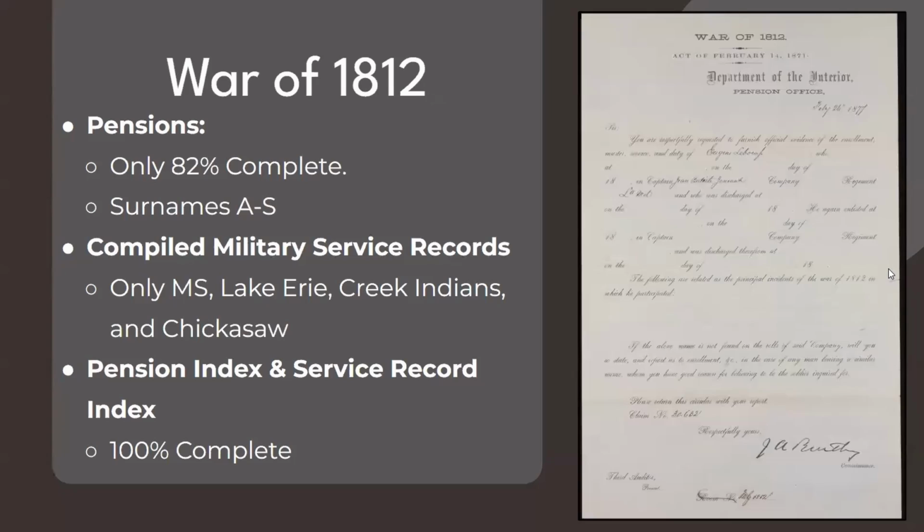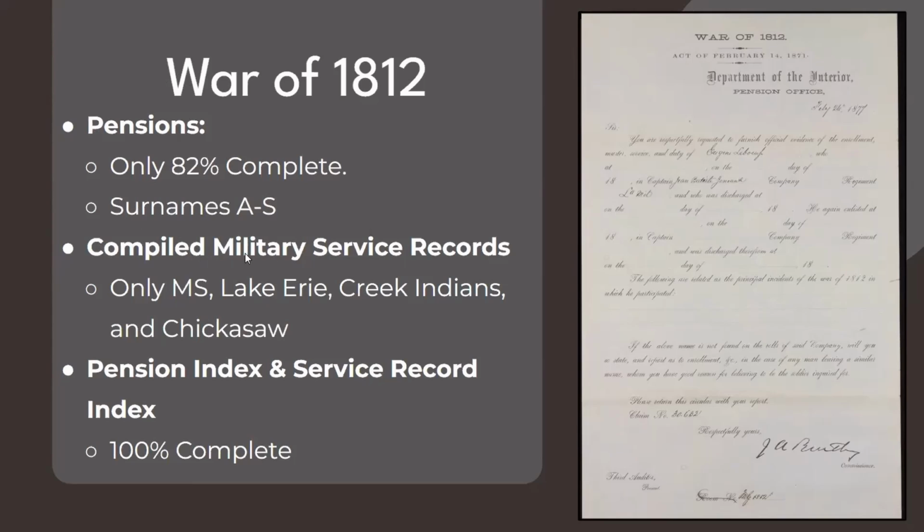So moving on to the War of 1812, a couple things about that. The pensions, they're only 82% complete. And that's why I said it's really important when you're looking at those publication pages where it shows the percentage of records complete. You need to take a look at that. Namely because when you go to filter it down by the surname, they only have A through S. When they will upload the rest of them, I could not tell you. I have no idea. I don't even know if they know. But that's something to keep in mind when you're looking at War of 1812 records.